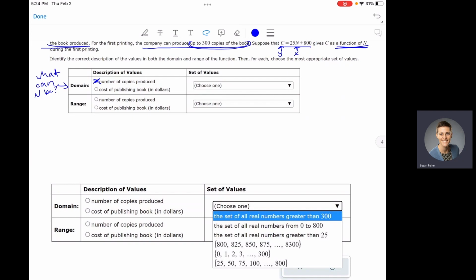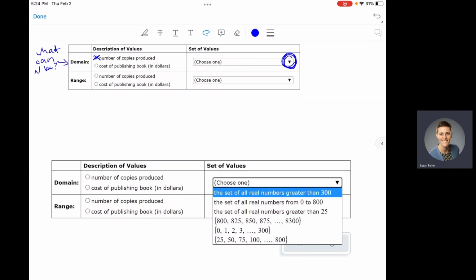So when you're answering this question, you will click on this down arrow and you will get this drop down menu here. And so for our domain, again, this is going to be the number of copies that we're producing. And it can be anything between 0 and 300, but only the whole numbers, because half a book doesn't make sense in this context. And so now, instead of all of the real numbers, we're just getting the whole numbers between 0 and 300.